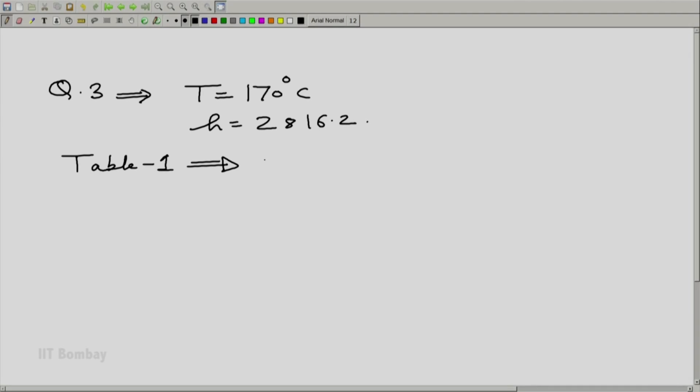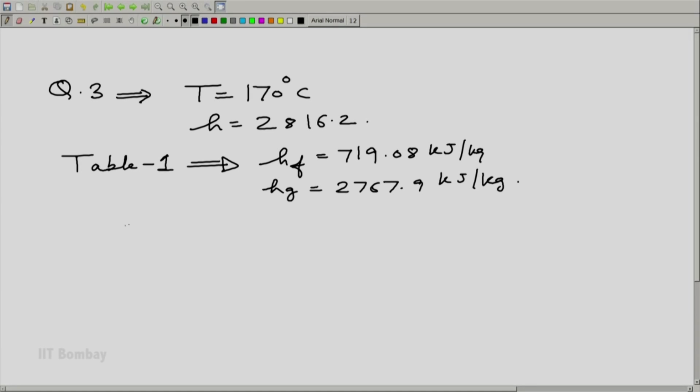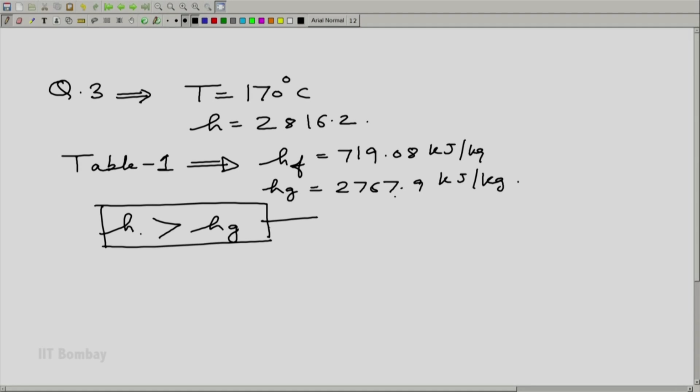at T is equal to 170 degree centigrade, HF is equal to 719.08 kilojoule per kg and Hg is equal to 2767.9 kilojoule per kg. It means that H given is more than Hg, because H given is 2816.2 while Hg is 2767. It means that we are in superheated zone.